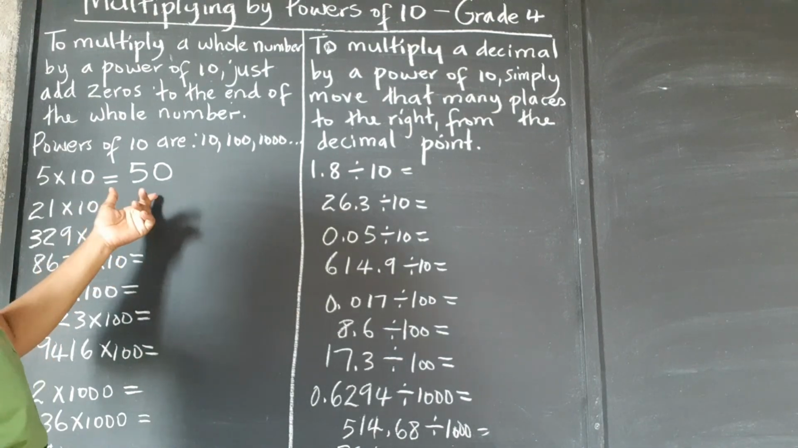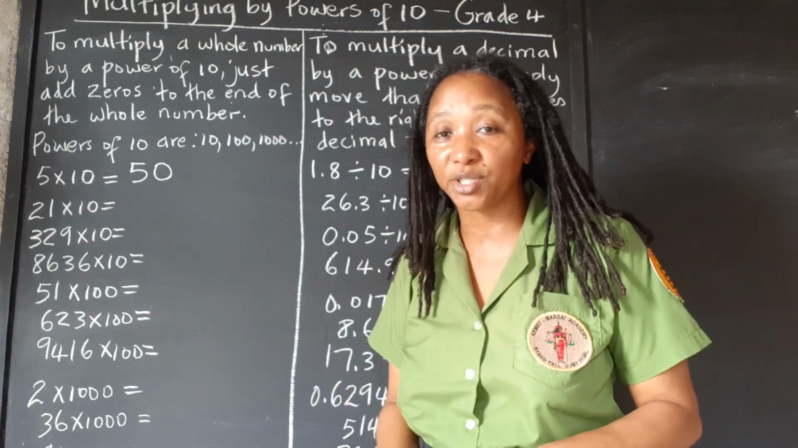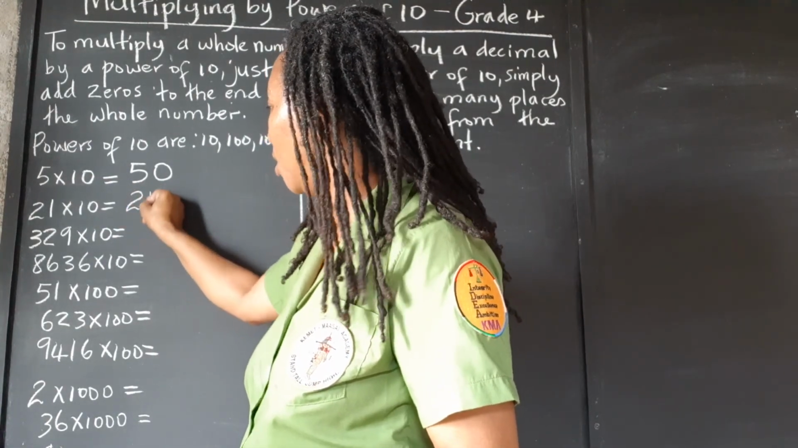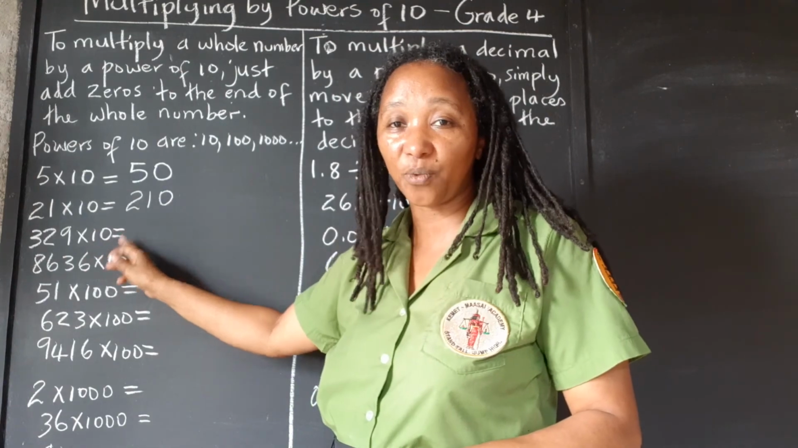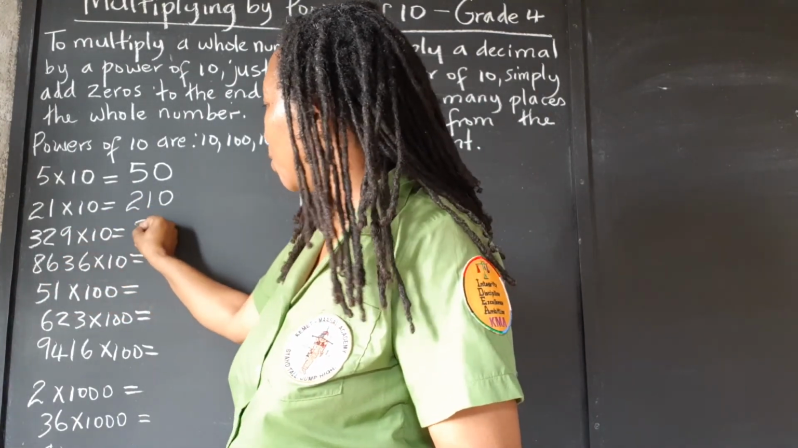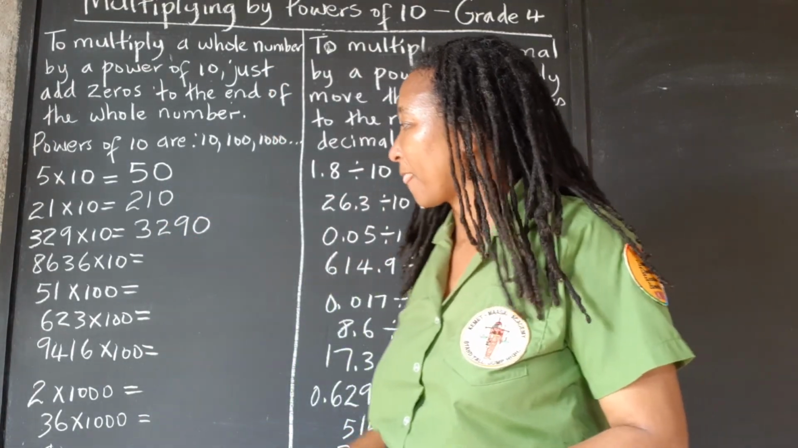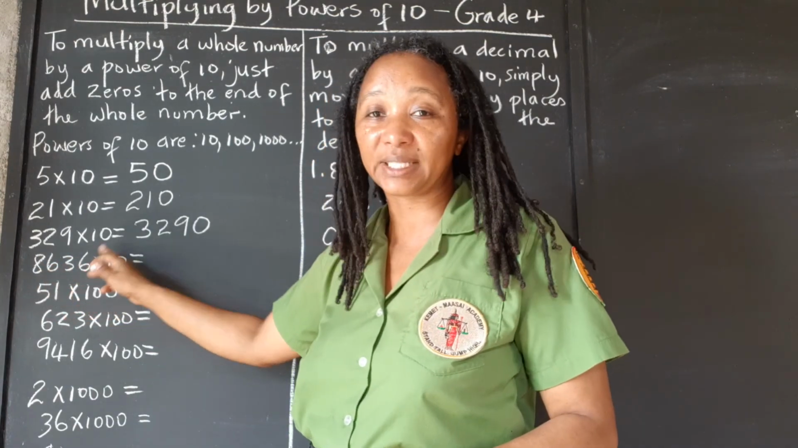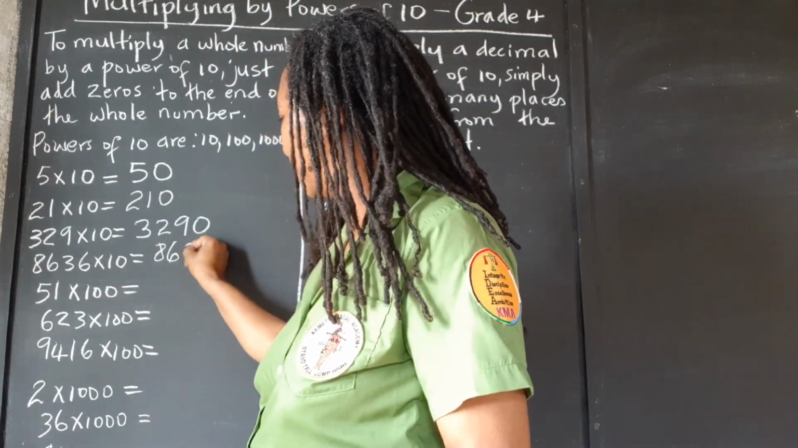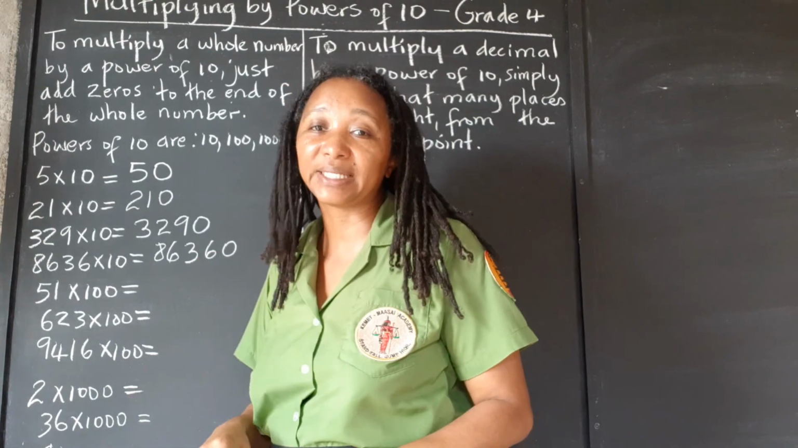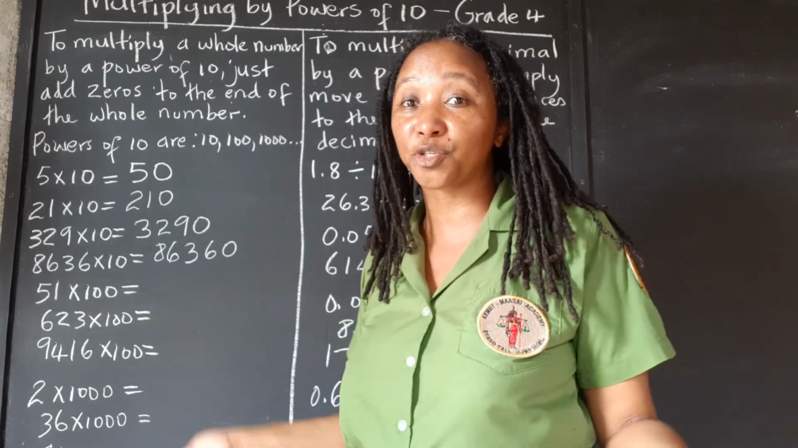5 times 10 is 50. Okay? 21 times 10, we're just going to add a 0 to the 21, and we're going to get 210. 329 times 10, we're going to add a 0 to the end of the 9, we're going to get 3,290. 8,636 times 10, add a 0 to the end, so it's going to become 86,360. See how simple it is? We just add zeros. That's all. There's no trick, no magic.